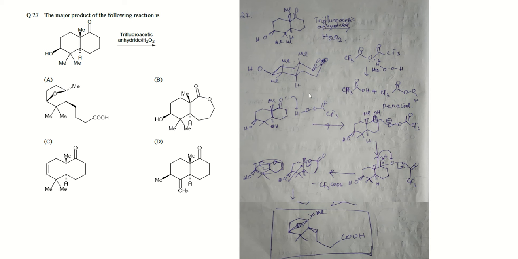Here the ketone lone pair attacks the hydrogen of this peracid, and then again this O minus attacks the carbonyl. In the Baeyer-Villiger reaction, the migratory aptitude of the alkyl group follows the order tertiary, secondary, primary. So this one is more substituted than this one, so this one will migrate and form this product, forming an ester of this type.